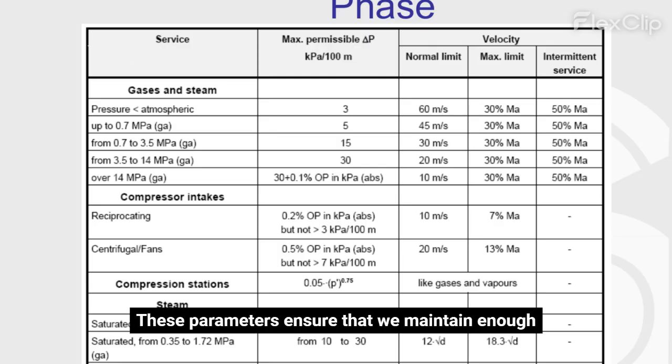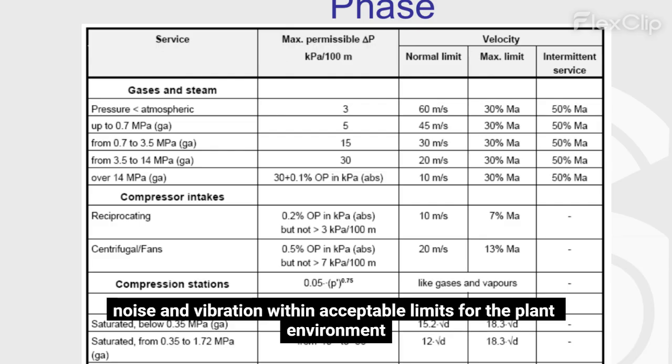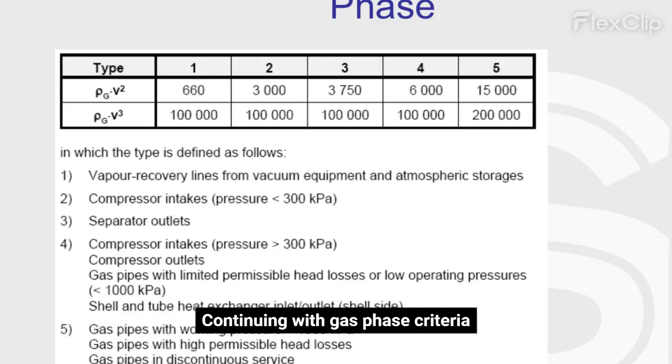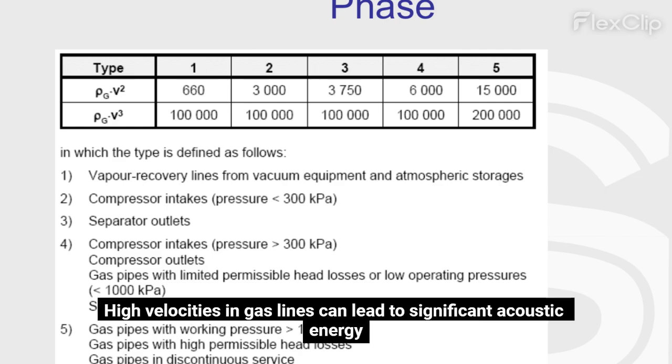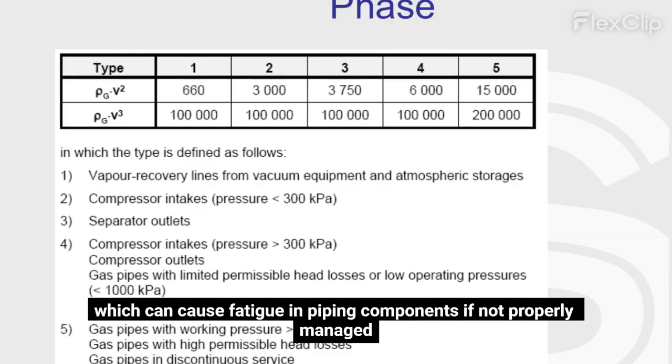These parameters ensure that we maintain enough pressure for downstream equipment while keeping noise and vibration within acceptable limits for the plant environment. Continuing with gas phase criteria, we pay close attention to velocity limits. High velocities in gas lines can lead to significant acoustic energy, which can cause fatigue in piping components if not properly managed.